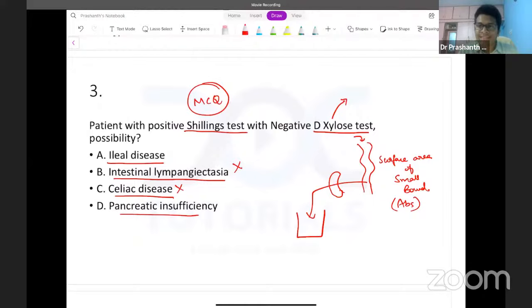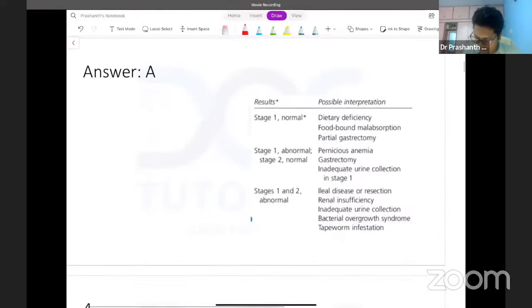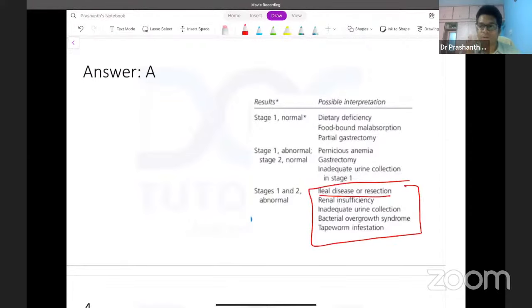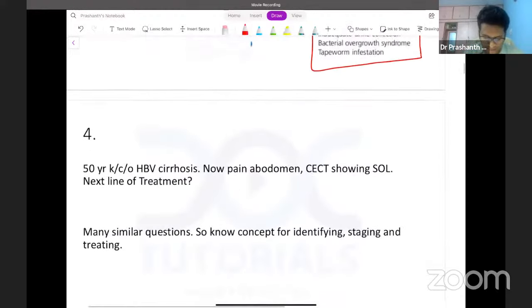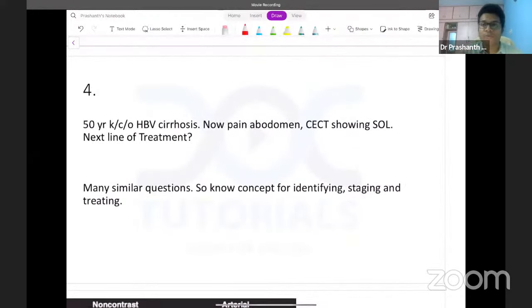Also, a positive Schilling's test can be because of small bowel resection and various other causes where the surface area of the bowel is less, because of which vitamin B12 absorption is reduced. The D-xylose test is just mentioned so that you rule out a diffuse small bowel problem. That is what is being tested here, whether it is an ileal disease or a resection, to differentiate these two. So the answer would be an ileal disease. Next question: if you have any simultaneous doubts, please put them in the chat box.